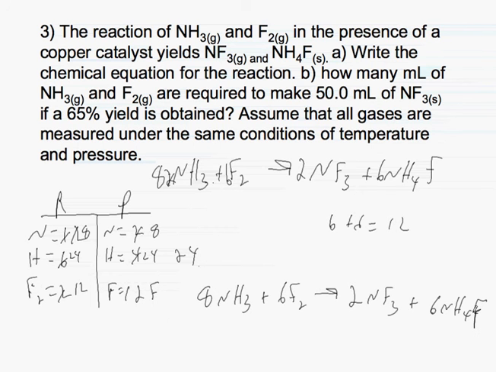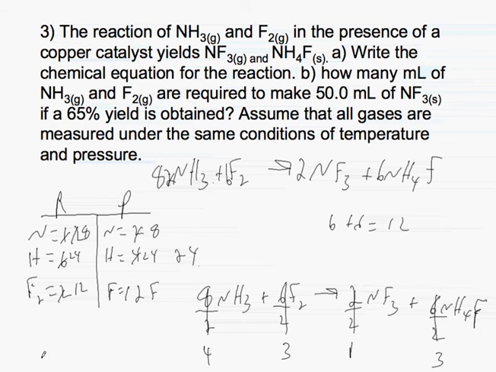NH4F. Alright, I'm going to reduce this to the smallest coefficients, so I'll divide everything by 2. So this coefficient becomes 4, this coefficient becomes 3, this coefficient becomes 1, this coefficient becomes 3.